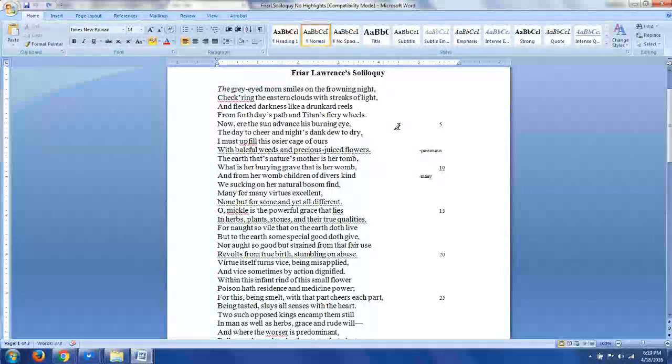So the Friar is describing morning, but he's not describing it in a typical way. He's actually using contrasts to convey this moment when it's neither too light nor too dark outside. It's this perfect moment in the morning. Maybe some of you have seen it when you're on your way to school. Probably not, because I usually see it and I'm here way, way before you guys are even up.